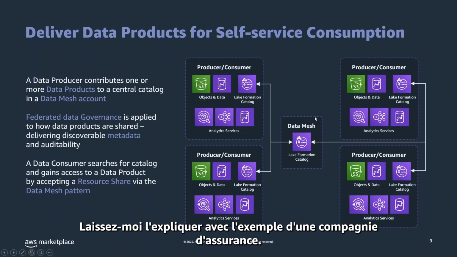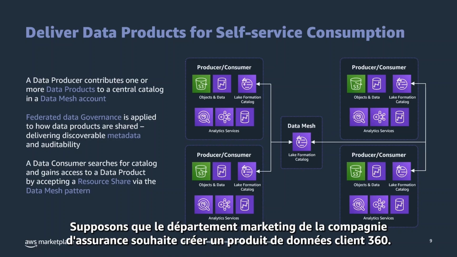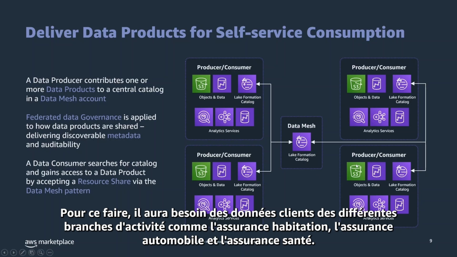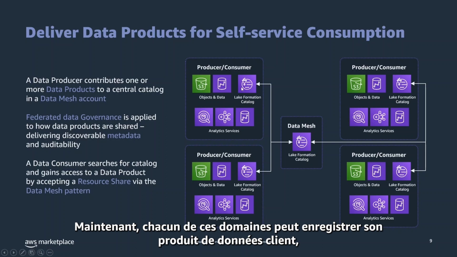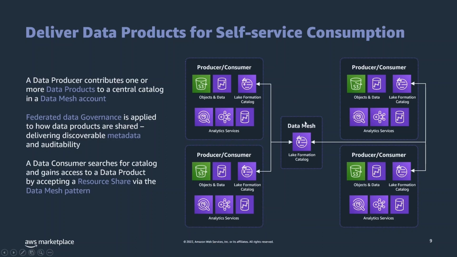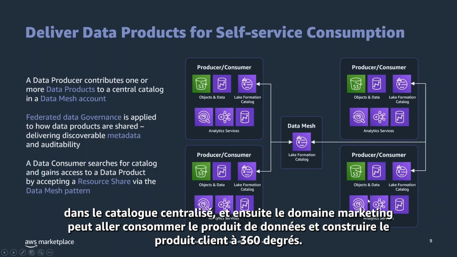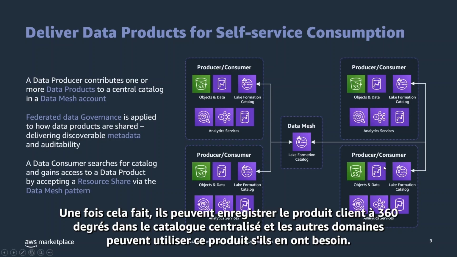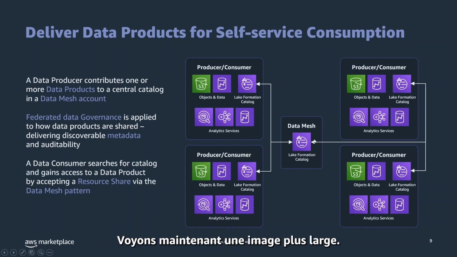Let me explain this with the insurance company example. Let's say the marketing department of the insurance company wants to build a customer 360 data product. In order to do that, they will need the customer data from the different lines of businesses like the home insurance, the motor insurance, and health insurance. Now, each of these domains can register their customer data product in the centralized catalog and then the marketing domain can go and consume the data product and build the customer 360-degree product. Once that is done, they can register the customer 360-degree product in the centralized catalog, and then other domains can use that product if they needed to.